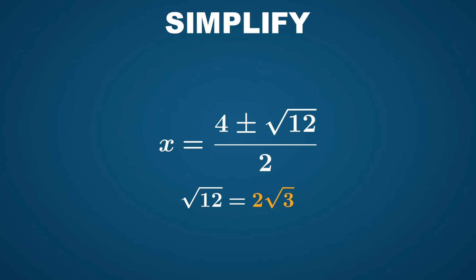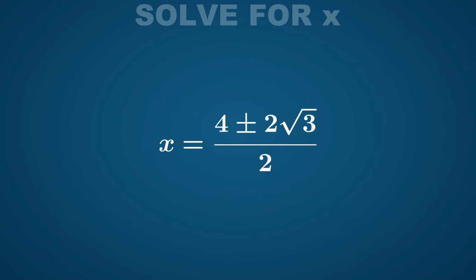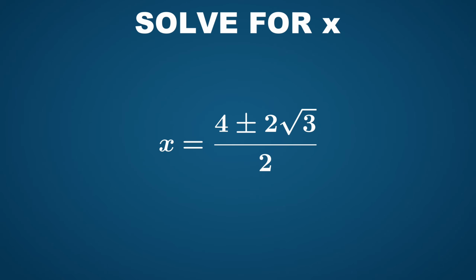We know that the principal square root of 4 is exactly 2, so the expression simplifies to 2 multiplied by the square root of 3. We substitute this simplified radical back into our equation for x. Our equation is now x equals 4 plus or minus 2 times the square root of 3, all divided by 2. We can now simplify this fraction by dividing both terms in the numerator by the denominator.